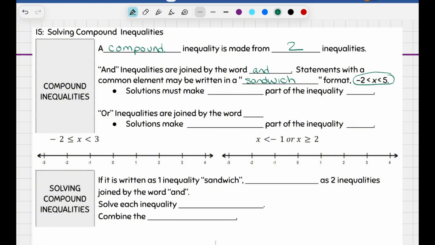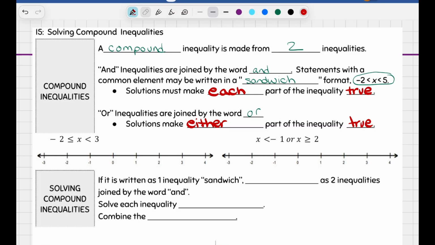Either way, in order to do this correctly, solutions must make each part of the inequality true for an and statement. Okay? Now, or inequalities are joined by the word or. Solutions make either part of the inequality true. So let's look at what this means when you're graphing.